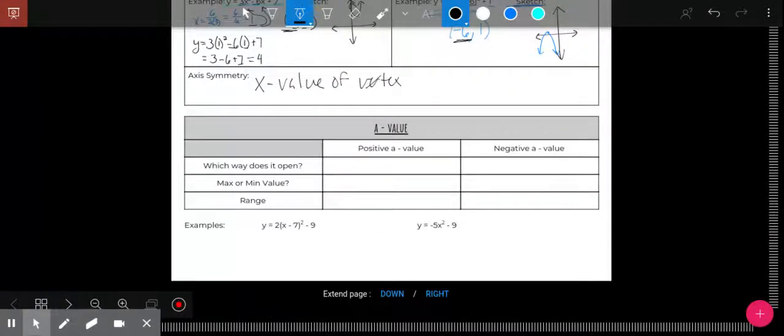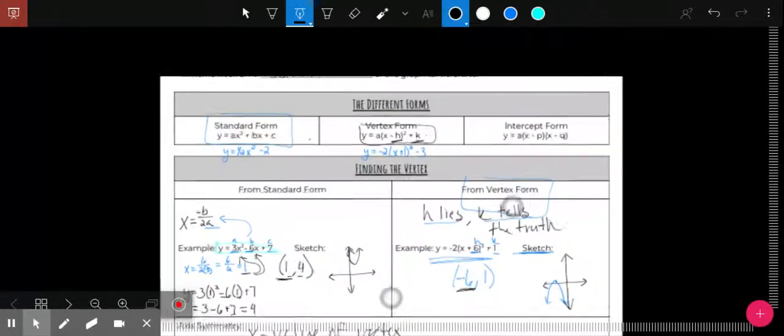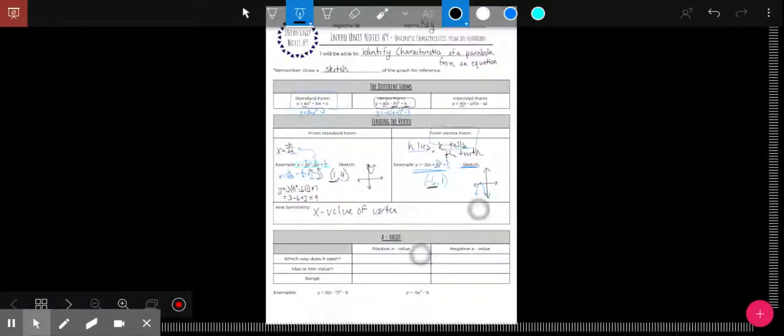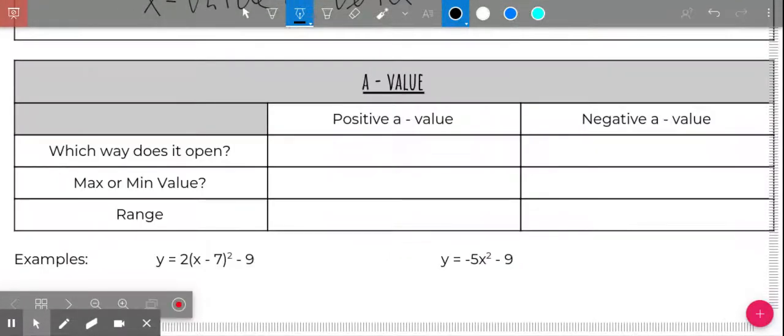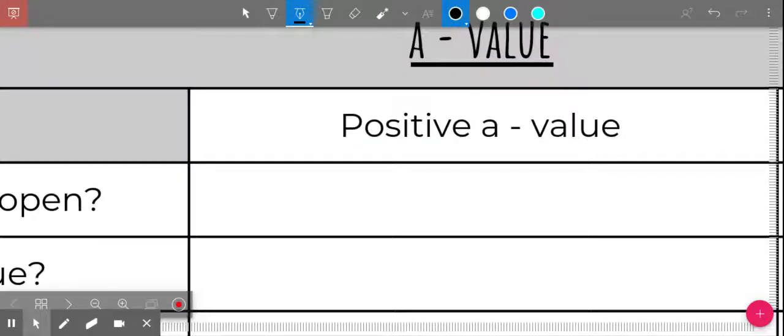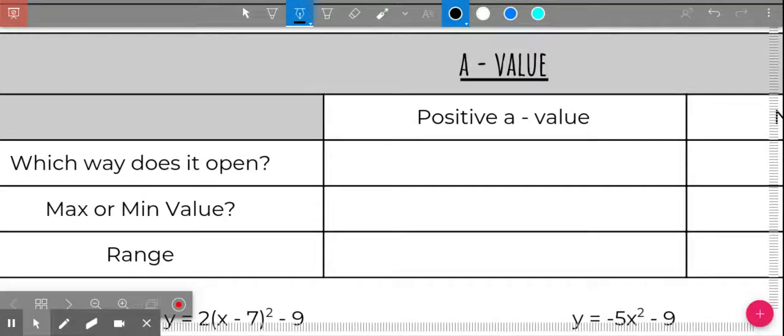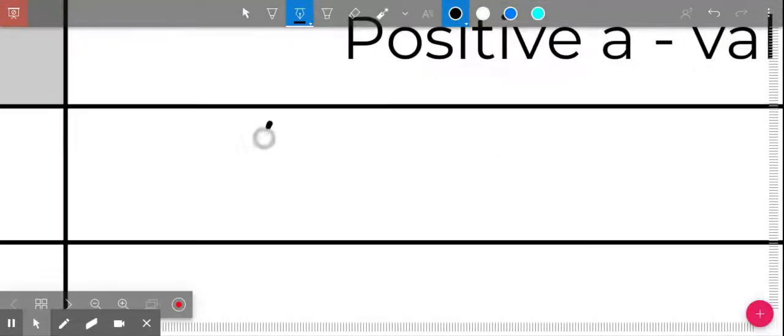All right, so looking at the next one is our a value. Notice that all of our equations up top all start with an a value. That a value actually tells us a lot of information. Anytime our a value is positive, so we have a positive number like 2 or 1/2 or just a plain old 1, it tells us a lot of different things. The first thing it tells us is which way it opens. Anytime our a value is positive, it opens up.